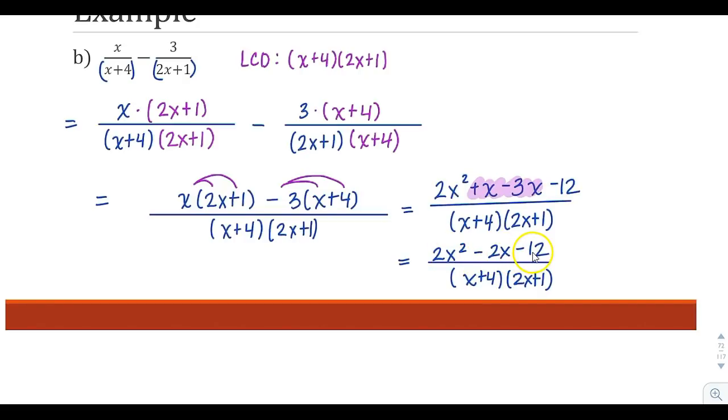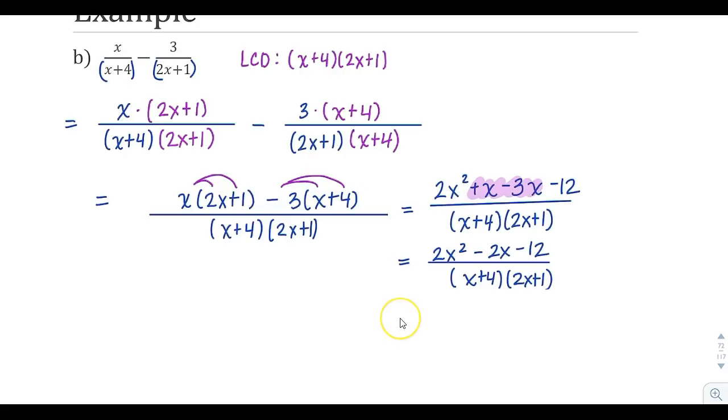So in the numerator, I can pull out a 2 from each term. That's the greatest common factor. So I'm going to continue to simplify. If I take out the 2, I have 2 times x squared minus x minus 6 all over x plus 4 times 2x plus 1.